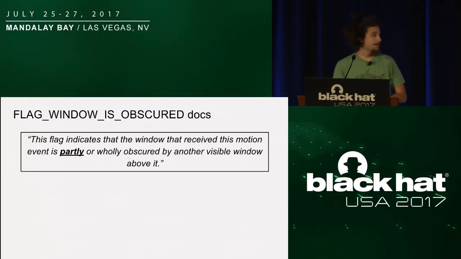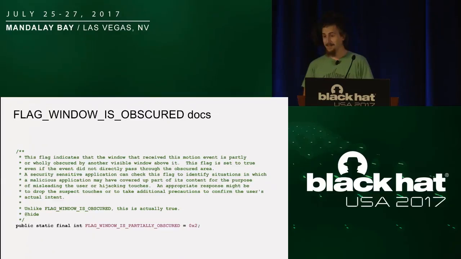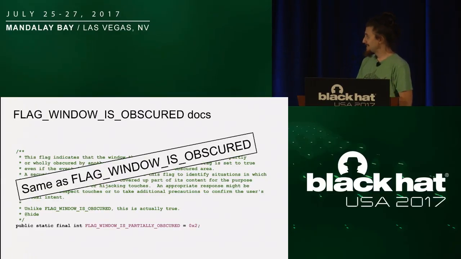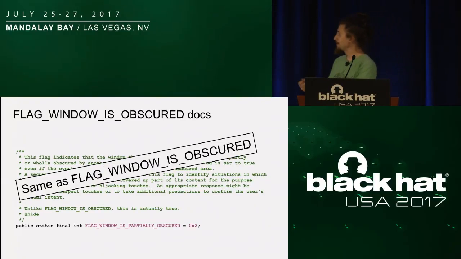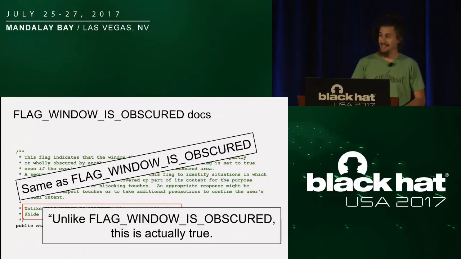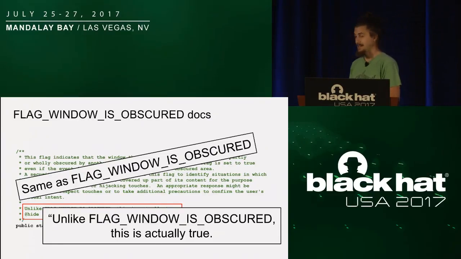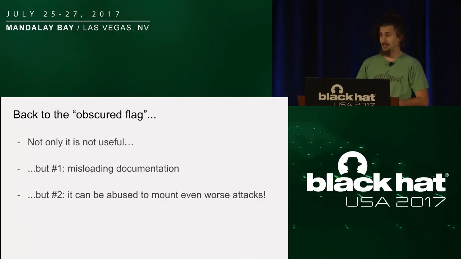And it seems that Google is quite aware of this. We checked the source code and we found a different flag, hidden from the documentation, called FLAG_WINDOW_IS_PARTIALLY_OBSCURED. The interesting part is that the documentation here is exactly the same as for FLAG_WINDOW_IS_OBSCURED. The difference is this, where it says, unlike FLAG_WINDOW_IS_OBSCURED, this is actually true. This is not exposed in the documentation, and I tried and never saw this flag actually set, so I guess it's going to come in a newer version of Android. The other point is actually a little bit worse.